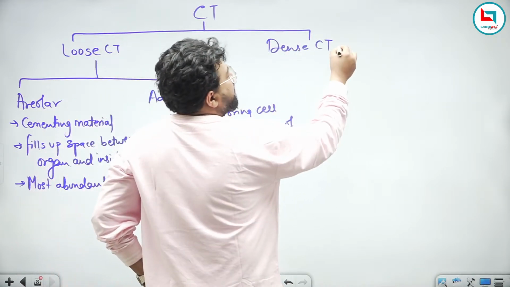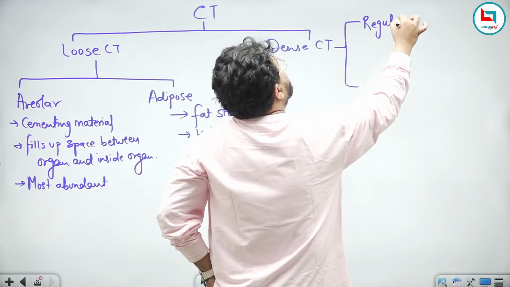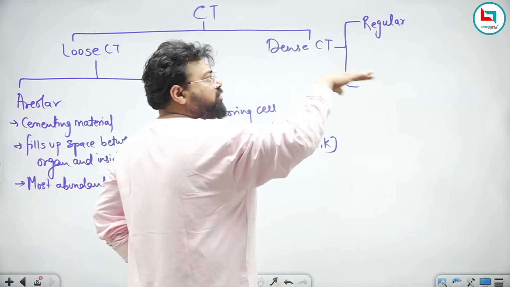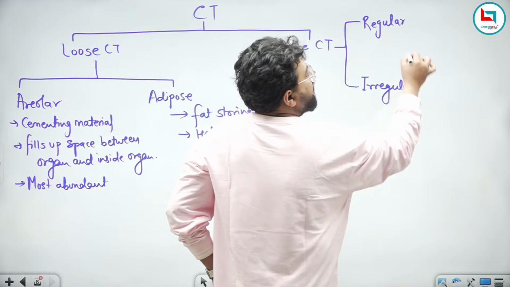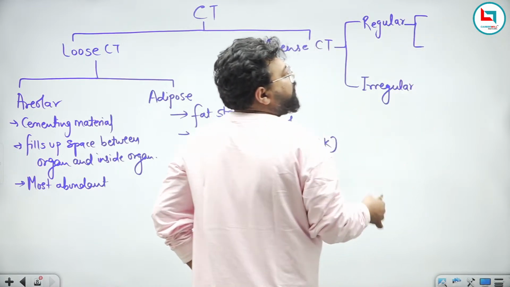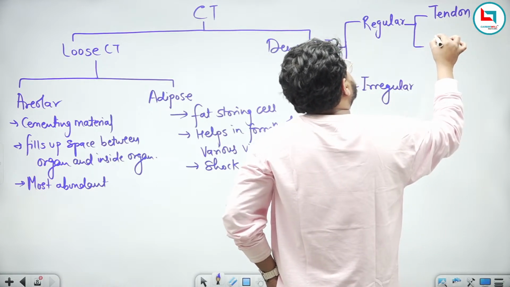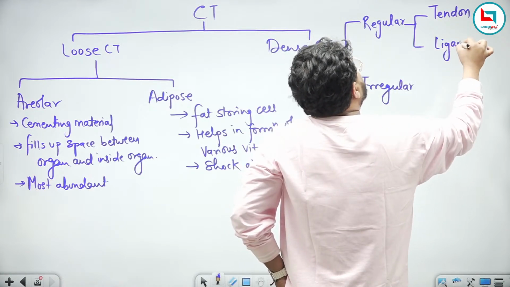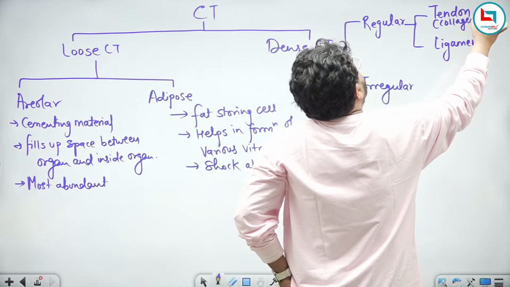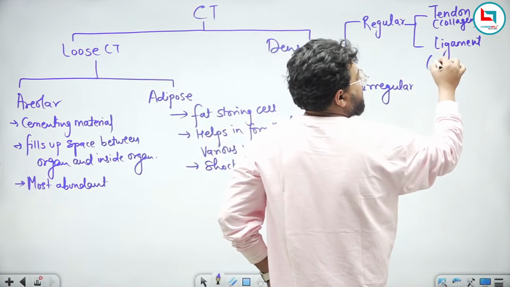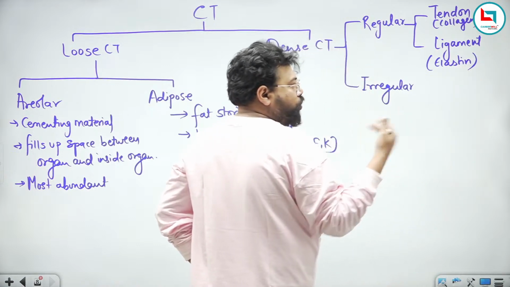If we talk about the dense connective tissues, we have two different types. One is regular, in which the fibers are arranged regularly. One is irregular, in which fibers are arranged irregularly. We have two different types of regular connective tissue. One is tendon, another is ligament. Tendons are basically made up of collagen, and they help in joining bone to muscle, while ligaments are made up of elastin, and they help in joining bone to bone.